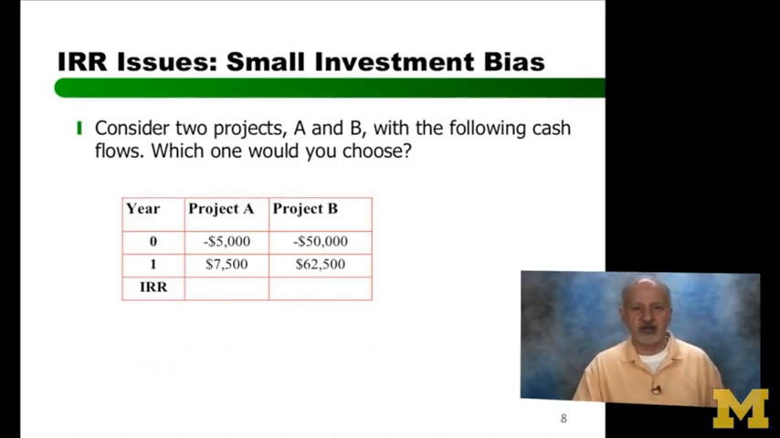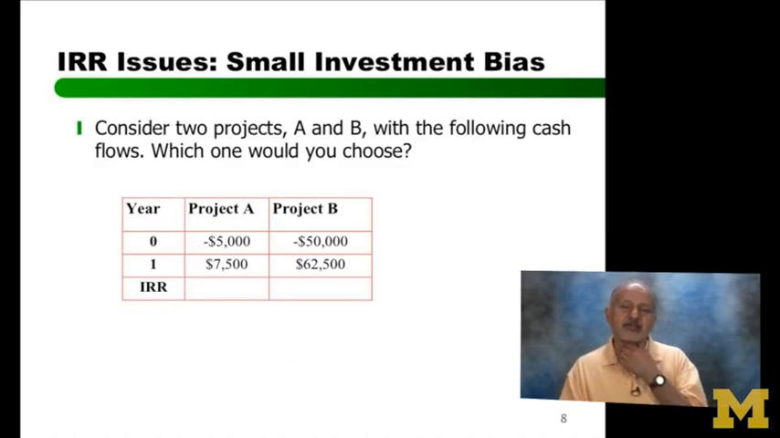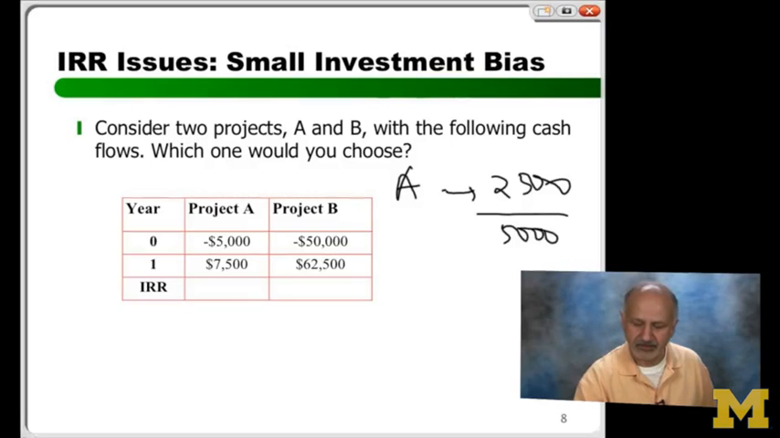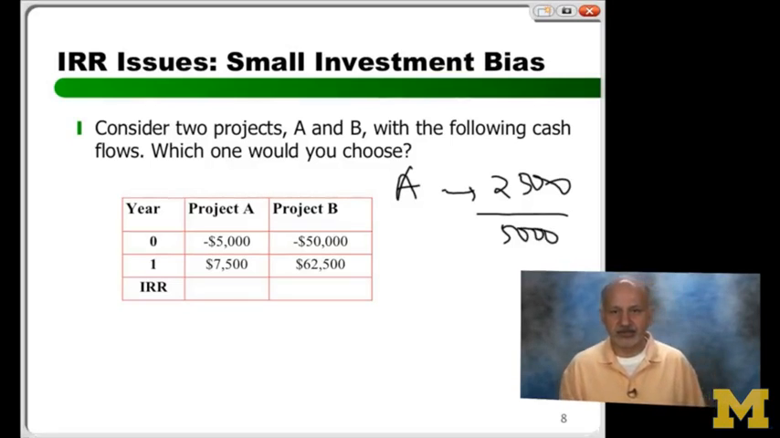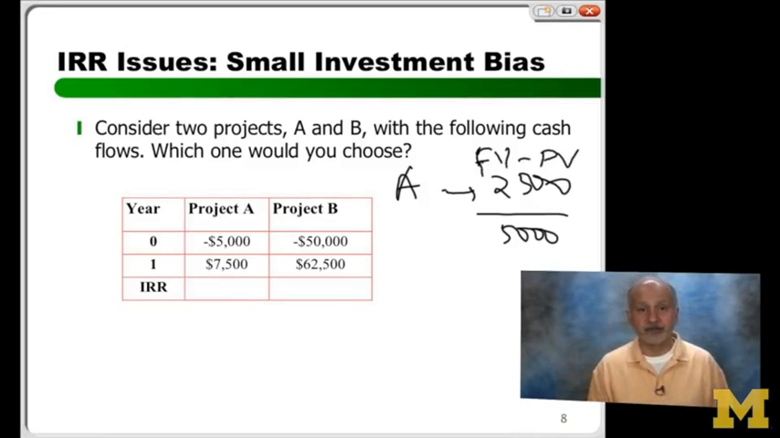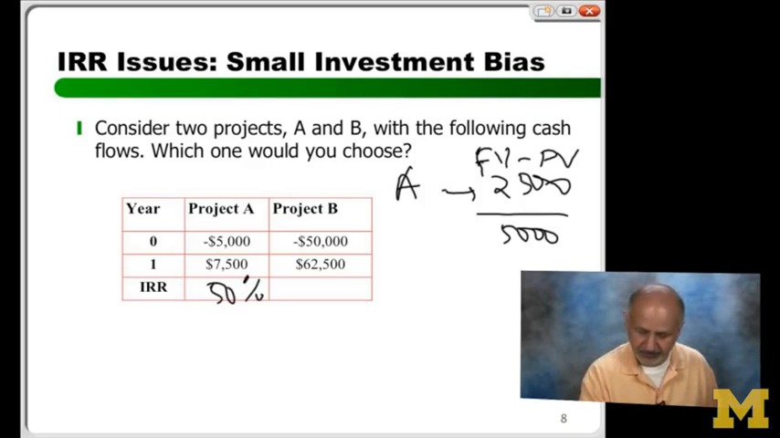So you're spending $5,000, and how much are you making? $7,500. What is the real profit, quote unquote? What's the difference, really? You're making for A, you're making $2,500 on 5,000. Right? One period problem. How did I get 2,500? FV minus PV. FV is what I get back. PV is what I put in. So the answer to this is pretty straightforward, 50%.